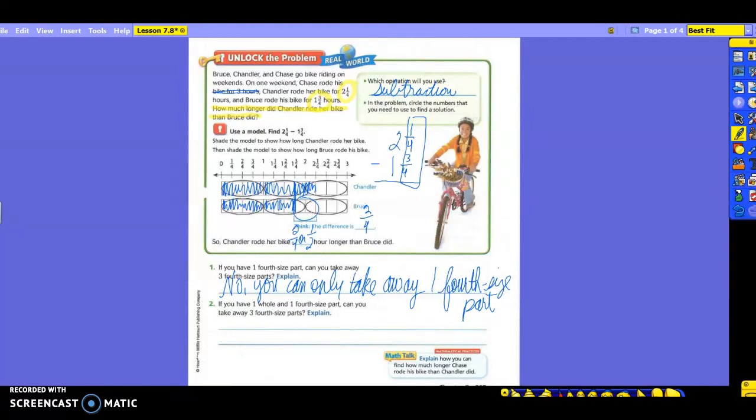Okay, so what if you have 1 whole and 1/4 size part? Can you take away 3/4 size parts? I have 1 whole and 1/4. Can I take away 3/4? Aiden? Okay, can you explain it?